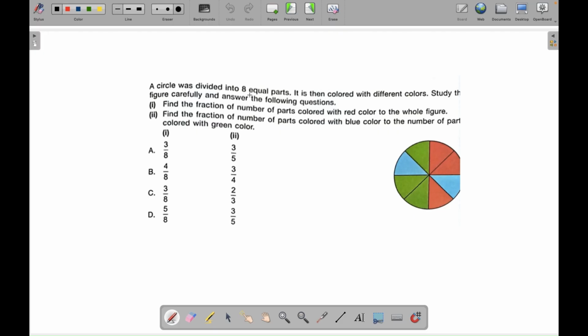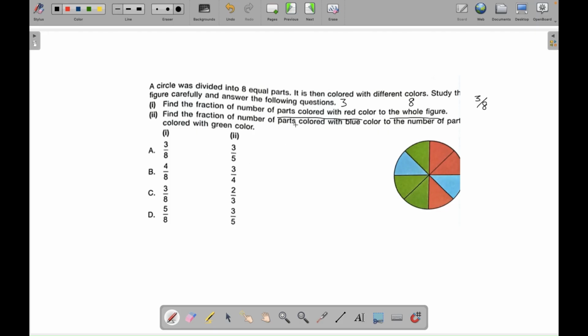A circle was divided into 8 equal parts. It is then colored with different colors, as you can see. Study the figure carefully and answer the following questions. Find the fraction of the number of parts colored with red color to the whole figure. Okay, again, a fraction has two quantities. One is the numerator, the other is the denominator. So the numerator is the number of parts colored with red, which is 1, 2, 3. And the denominator will be the number of parts in the whole figure, which is 1, 2, 3, 4, 5, 6, 7, 8. Right? So the fraction is 3 by 8.